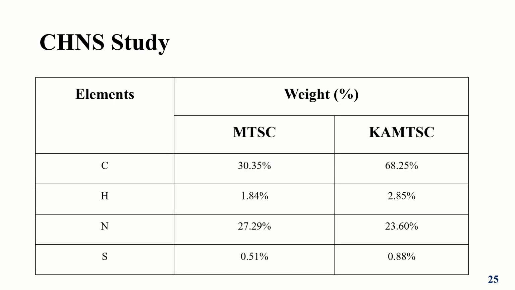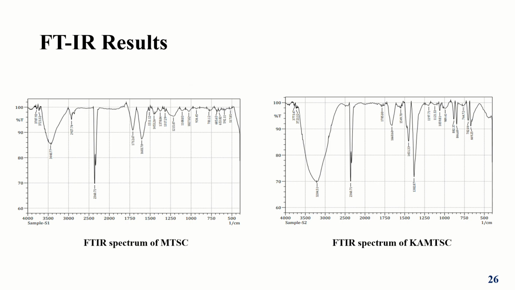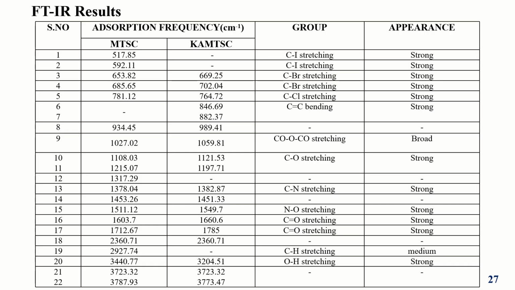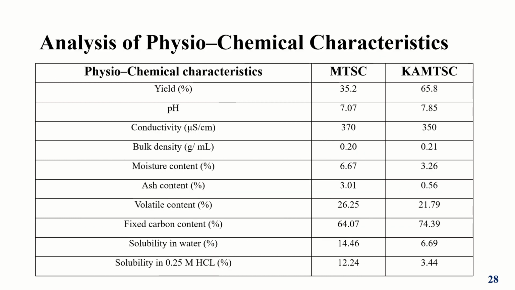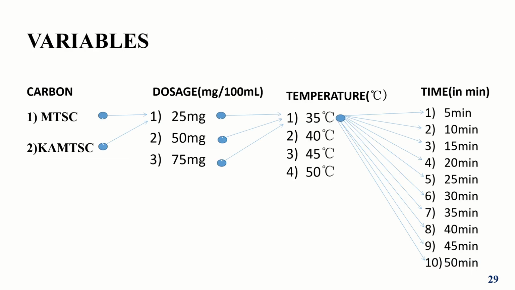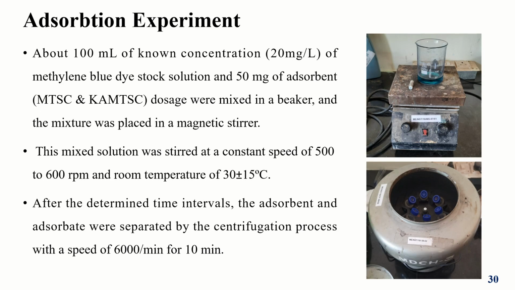After seeing the study, the activated carbon has a high carbon content of 68.25%. This is the FTIR graph and there is carbon bonding. Analysis of physicochemical characteristics: yield is 35% for normal carbon and 65% for activated carbon. This is the number of variables selected for adsorption.